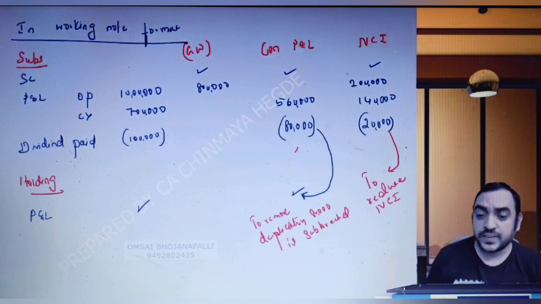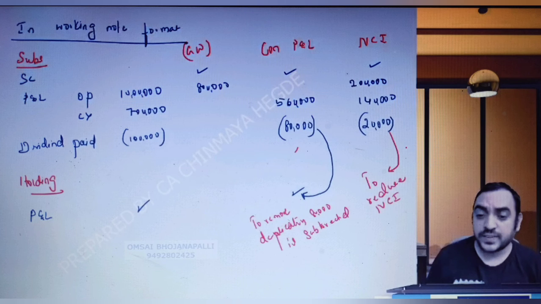Here on 1/4/2018, P&L balance was 10 lakh, and on 1/5/2018 dividend is paid. So in AS21 there was this process. Dividend paid out of opening balance, and opening balance is pre-acquisition. So dividend out of that balance is also pre-acquisition dividend. Dividend paid 1 lakh on 1st of May 2018 is out of the opening balance, and opening balance was pre-acquisition profit. So this dividend is also pre-acquisition dividend.